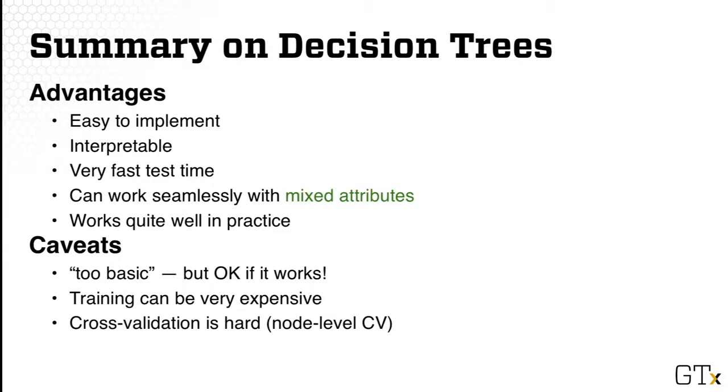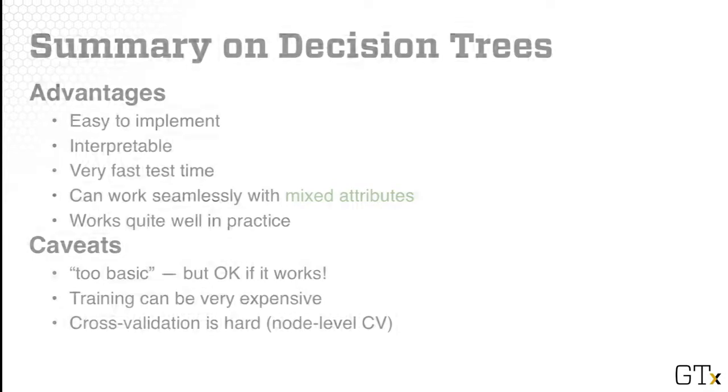Some caveats, though: sometimes people say it's too basic because it's a set of rules. But in practice, it's actually okay as long as they work really well. Building trees can be expensive because there are a lot of things you need to consider, let's say the split point, which attribute to pick, and so on. And cross-validation can be tricky because you may do something we call node-level cross-validation. So at every stage of building the tree, you need to figure out different parameters, and also you need to do cross-validation at those different node levels.